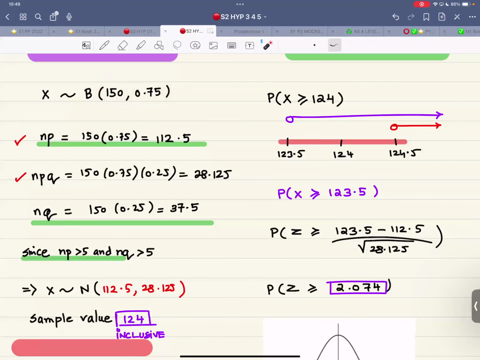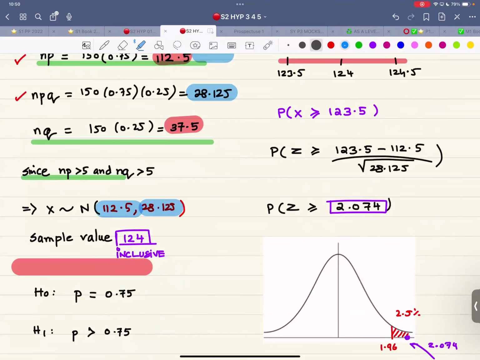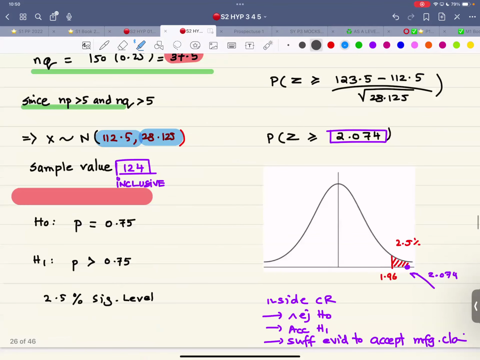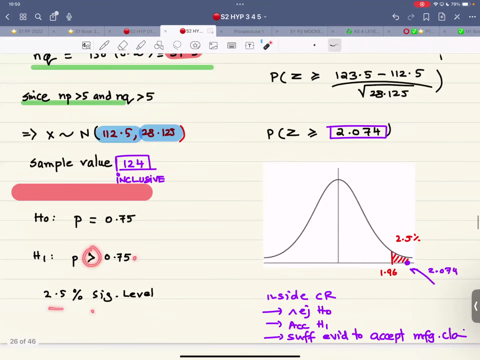You should also calculate NP, you should calculate NQ, that is for justification. Both values are greater than 5. So this one is greater than 5. This one is greater than 5. And then you have to use NP and NPQ. That will go on the inside over here. Sample value is 124. Alternative hypothesis is P is greater than 0.75, 2.5%.